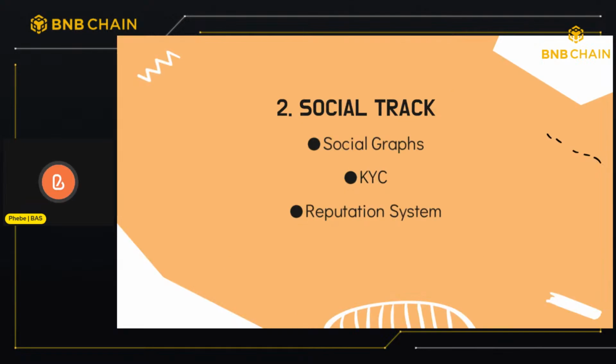The second track we want to take as an example today is the social track. The social track has always been one of the hot topics in Web3. BNB Chain and BAS are dedicated to revolutionizing social networks through the use of blockchain technology. A decentralized social network should be a crypto-native platform that supports various social features such as social graphs, messaging, live streaming, and content sharing.